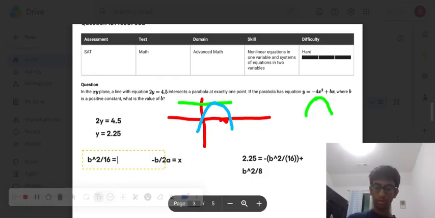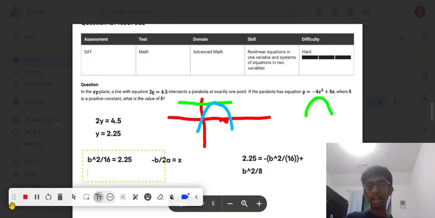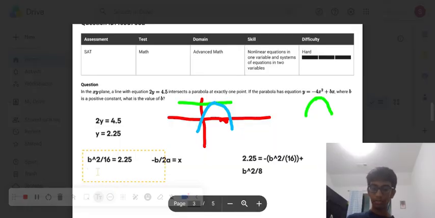And that will be equal to 2.25, right? 16 times 2.25 is, give me a second to pull out my calculator. You do have a calculator in the chat, by the way. So b squared is equal to 36, and thus b should be equal to plus or minus 6.